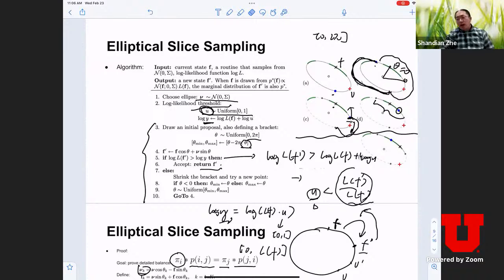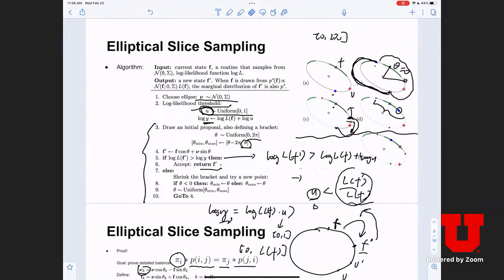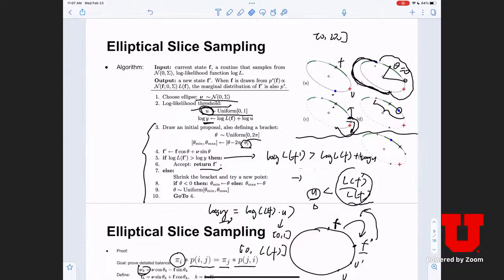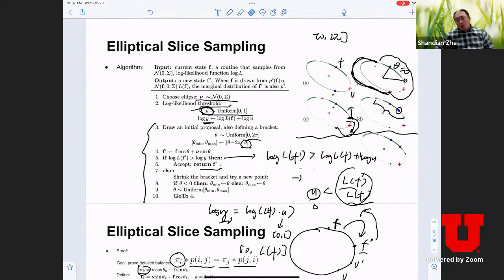So you can imagine this is actually a polar coordinate system, right? Yeah. The x-axis corresponds to the horizontal axis, and the y-axis corresponds to the vertical axis, which are orthogonal to these ellipses. Okay. So if theta is bigger than 0 and is out of this green region, you want to draw a new theta to the left, right? You don't want your new theta to go beyond the current theta.